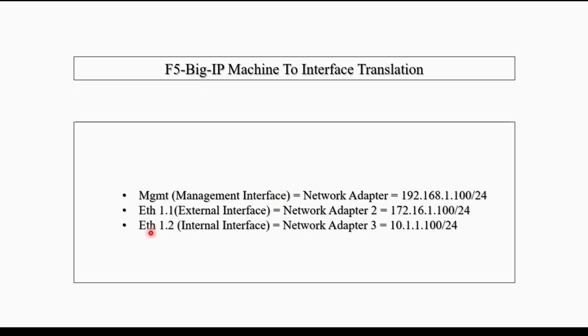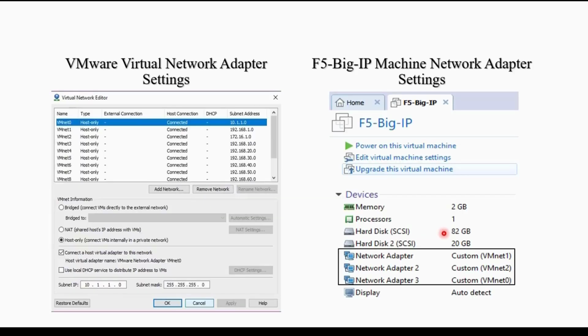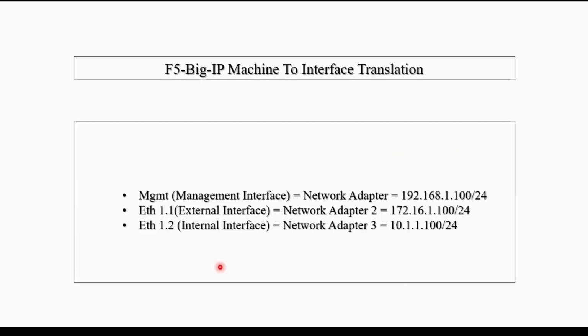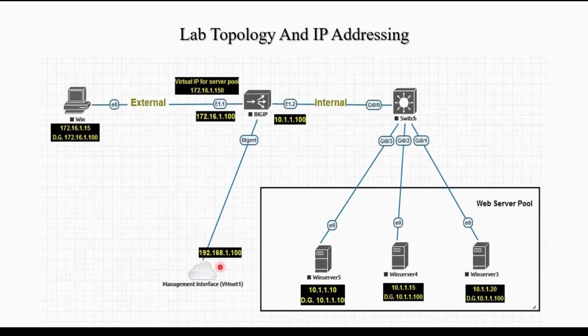Okay, then ETH 1.2 is an internal interface, and it is network adapter 3, and its IP address is 10.1.1.100/24. Network adapter 3 is connected to VMnet 0. Here it is, VMnet 0, its host type. Its subnet is 10.1.1.0/24. Here, I think the network adapter setting and all things are clear now. Let's move to the lab topology.